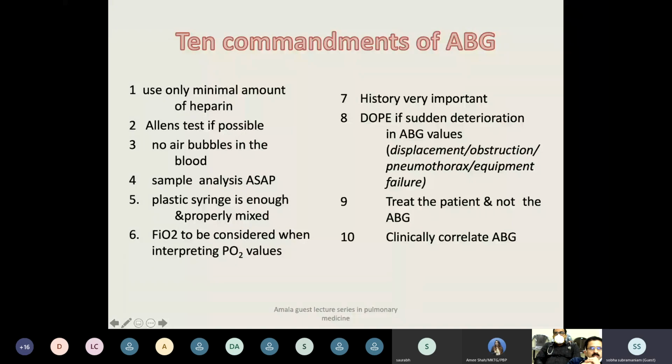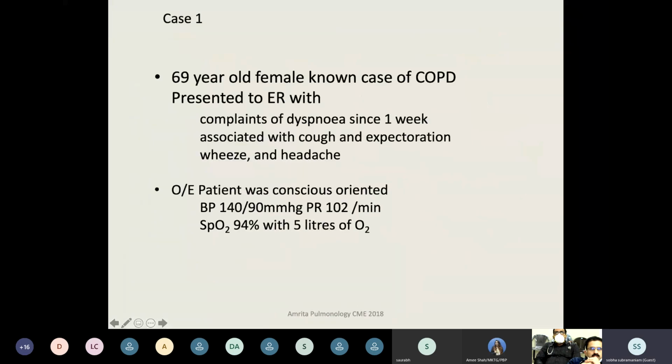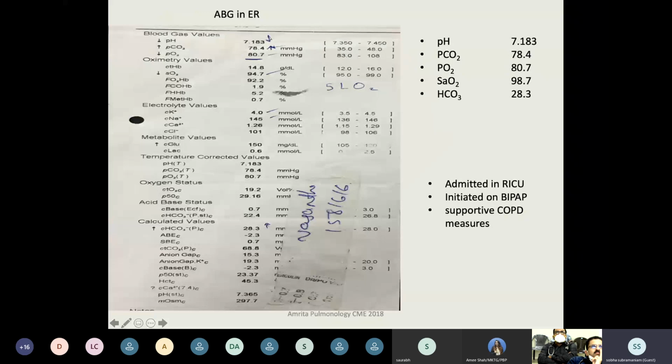So I am moving on to the case studies. This is a 69-year-old female who is a known case of COPD who presented late in the evening to the ER with complaints of dyspnea since 1 week, associated with cough and expectoration, wheeze and headache. On examination, patient was talking, conscious, fully oriented, pulse rate of 102, respiratory rate of 28, SpO2 was 94% with 5 liters of oxygen. So these were her gases in the ER.